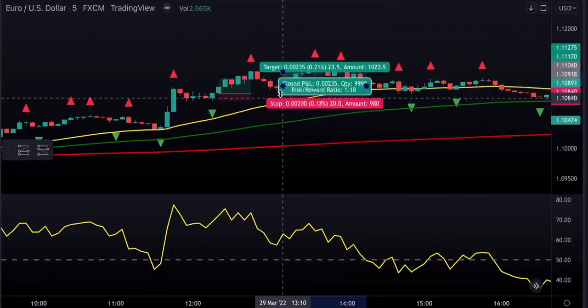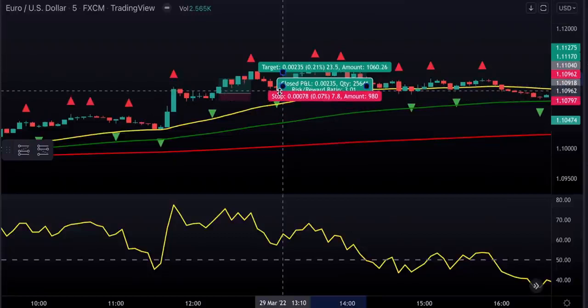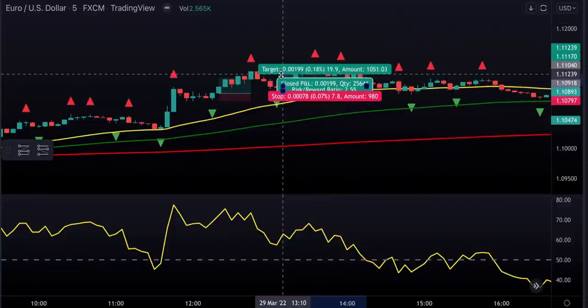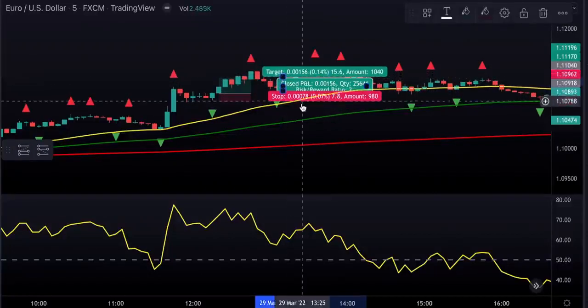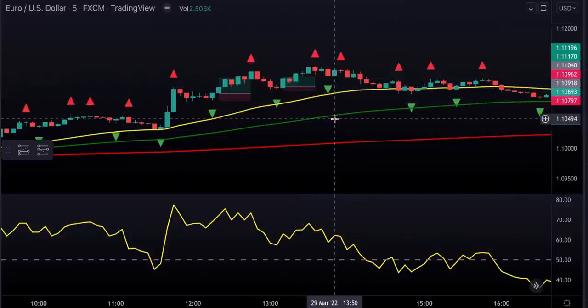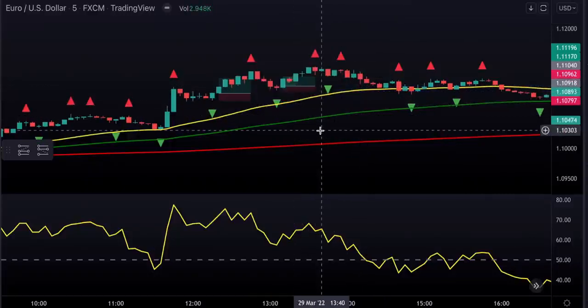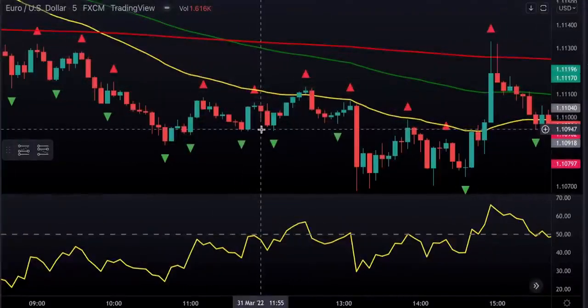Set our stop loss at the recent lowest price. And set our take profit target. There we go. We have another profitable trade. Opposite rules apply when entering short trades.